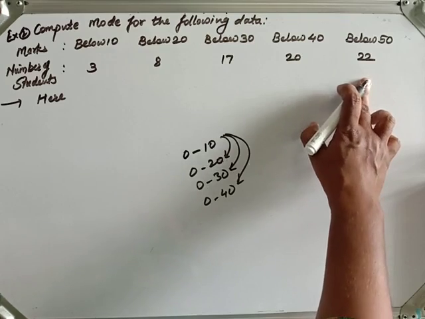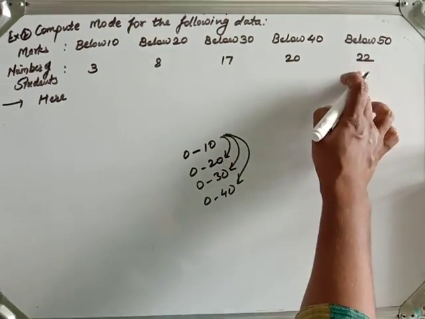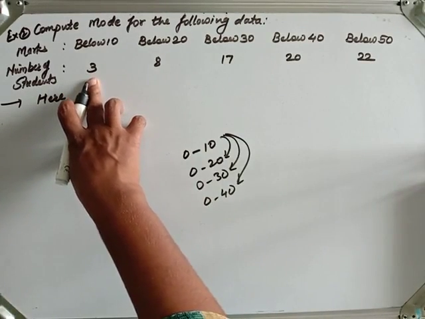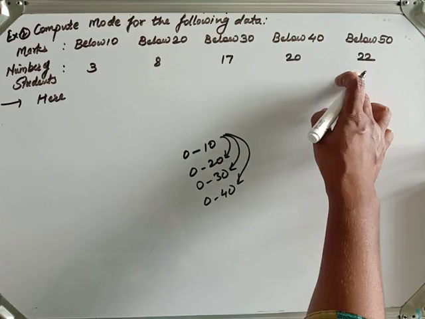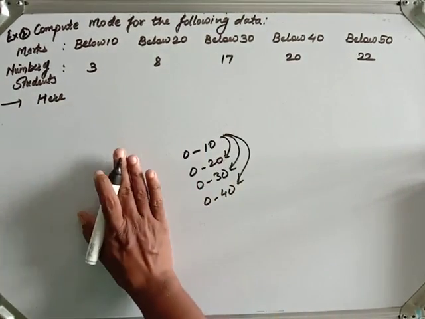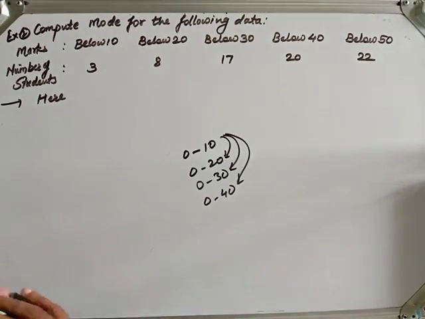This is the data of 22 students. These are cumulative frequencies, starting from some smaller value and increasing in this way, from the lower class to the higher class. So these are nothing but less-than-type cumulative frequencies given to us.